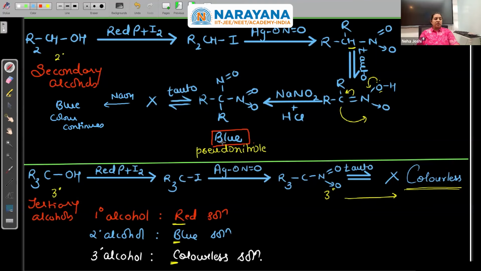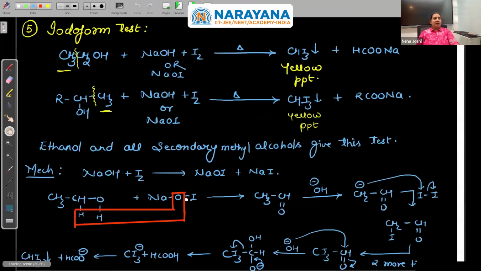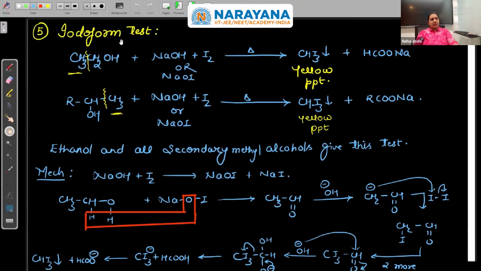So 2 degree alcohol is giving you blue color. For 3 degree alcohol, after nitro formation, there is no possibility of tautomerization, no possibility of any such acid form. So it remained colorless from the start itself. So 1 degree alcohol gives red, 2 degree alcohol gives blue, and 3 degree alcohol gives a colorless solution. Is that absolutely okay? Then there is the iodoform test for alcohols.